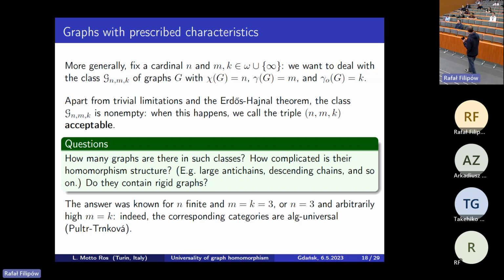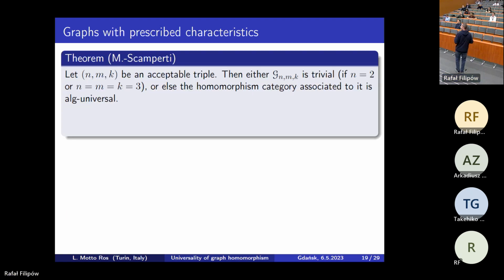But can you do the same together? I mean, move arbitrarily the 3 parameters. And yes, this is one of the applications. You fix your acceptable triple, then either the thing is trivial, for example, if you set n equal 2, then you have only bipartite graphs, so there is nothing to say. Similarly, if you set n equal m equal k equal 3, they are all equivalent for a silly reason. They contain triangles, they are 3-colorable, so everyone is homomorphically equivalent to every other one.